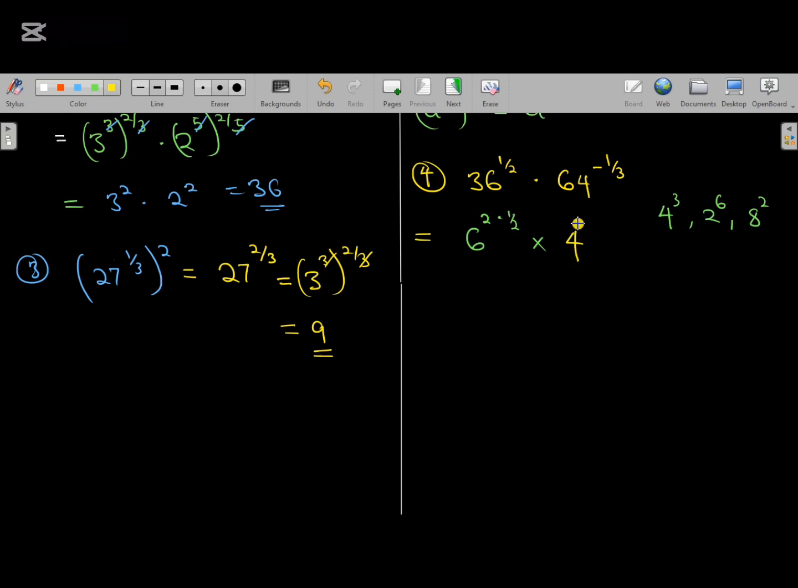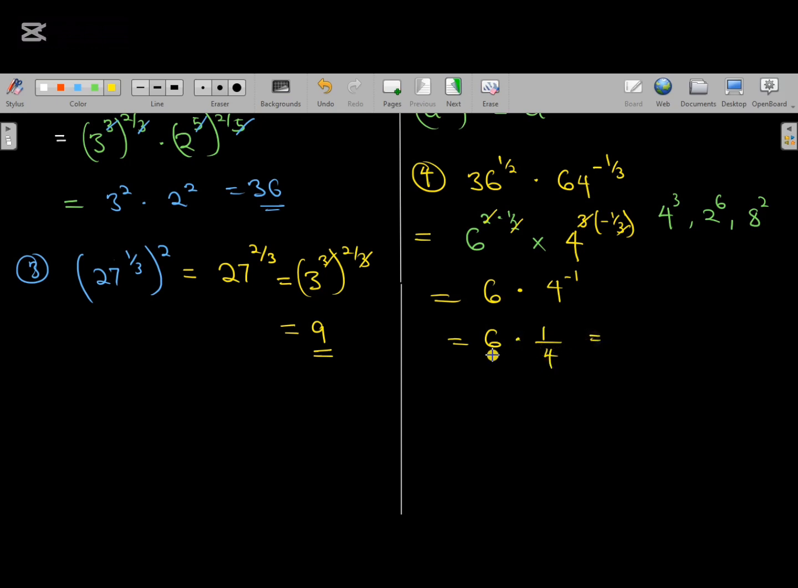So I can have 4 to the power of 3 multiplied by minus 1 over 3. And that's going to give me, these 2 will take away these 2, so I'll just have 6 multiplied by, the 3 will take away this 3, I will have 4 to the power of minus 1. And of course, this is 6 multiplied by 4 to the power of minus 1, which is 1 over 4.